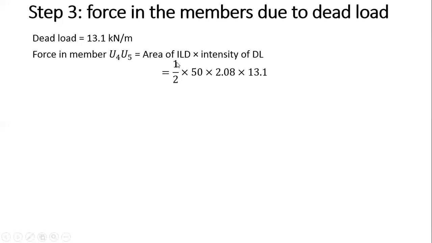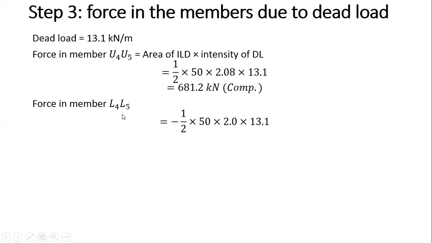So the area of the IL diagram will be a half, this is my base, 50 meter, height of this IL diagram for U4U5 is 2.08, into the intensity of the dead load. So this is my compressive force due to dead load. Clear? Next, I have to find the force in the member L4L5. So it is a bottom chord member, so there will be tension. So this is minus sign here. Okay, half, this is my base, this is my height of the triangle, and this is your dead load. So this is your tension force, minus sign.